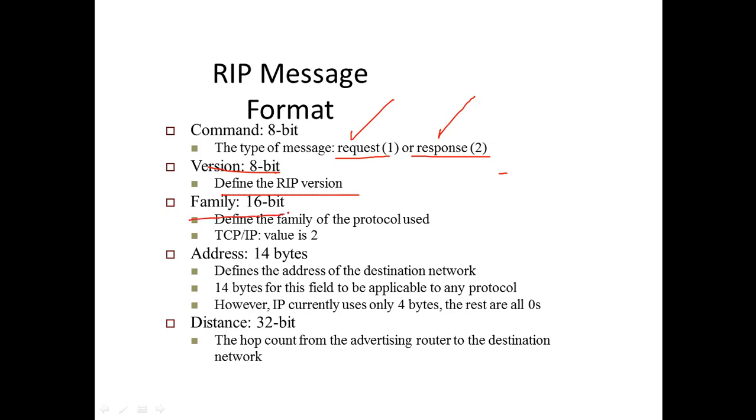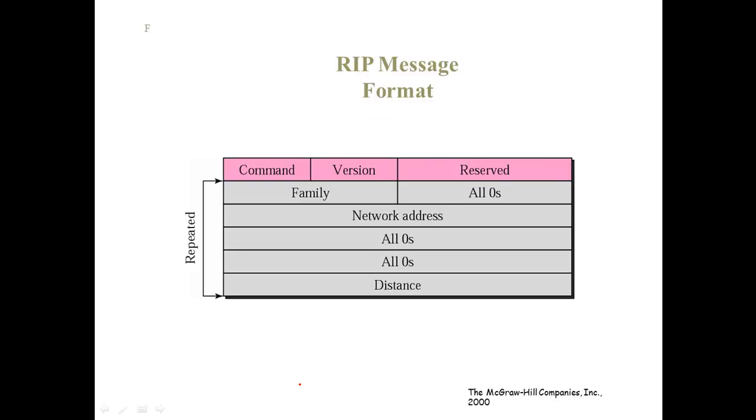There is the family of 16 bits, and the TCP/IP value should be 2. The address is basically 14 bytes, and the distance, the hop count, has been given a place up to 32 bits. So this is basically the protocol that you can see. This is the command, this is the version, this is reserved for any other application you want to add. These are all zeros, this is the family, which family it belongs to, the network address, all zeros, and distance. This is basically the same thing that we have discussed in this slide.